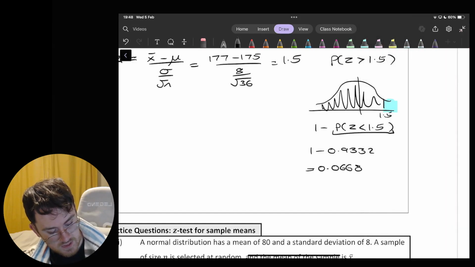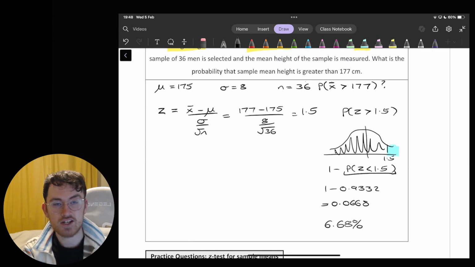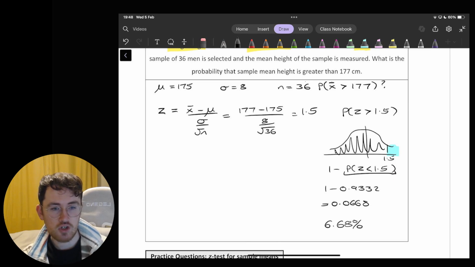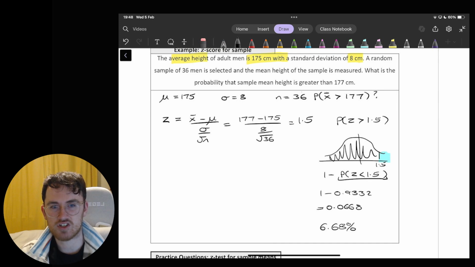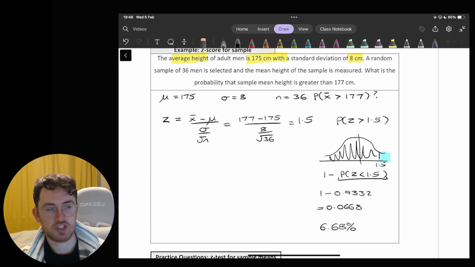Converting that to a percentage, that gives me a 6.68% chance that a sample mean has a height greater than 177. And that seems realistic. There's only about a 7% chance that if I take a sample of 36 men, the average height in that sample is 2 centimeters above average for the whole group of people. That does seem reasonable. It's not impossible, but it's just unlikely.